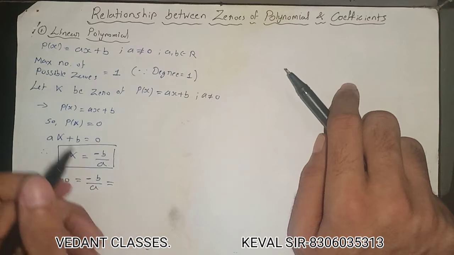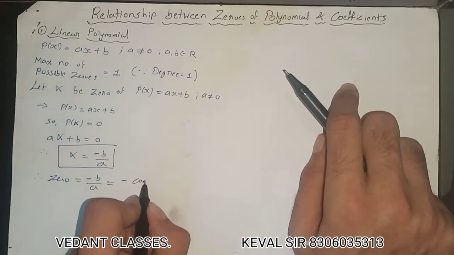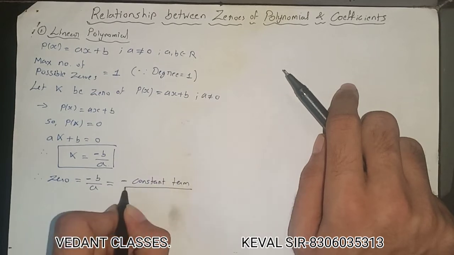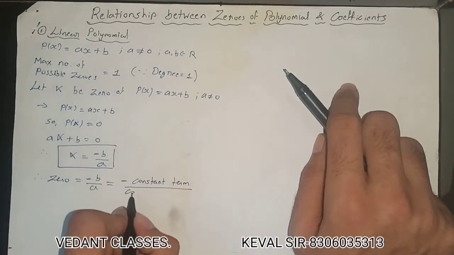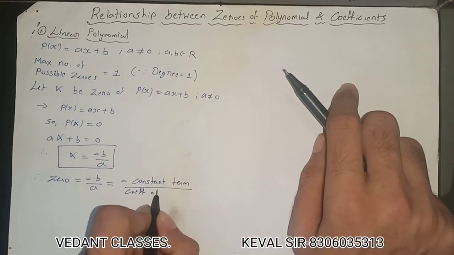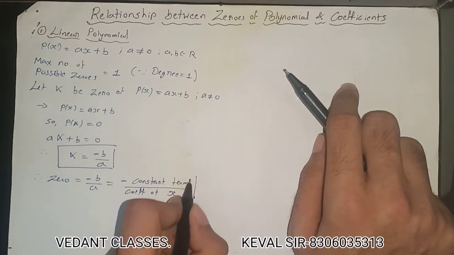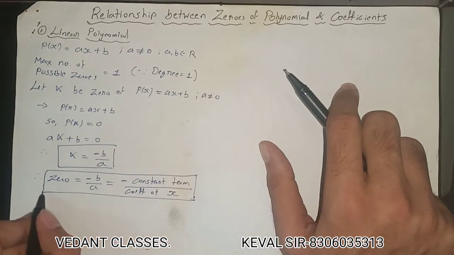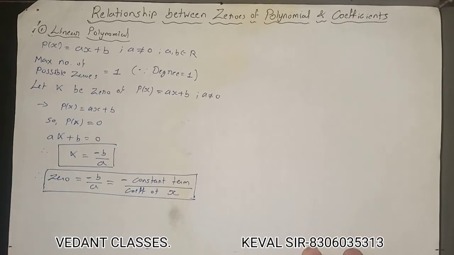And what is b over here? b is the constant term, so you can write negative constant term. And what is a? a is the coefficient of x. So this is the proof that the zero of a linear polynomial will be equal to minus b by a, and that will be equal to negative constant term upon coefficient of x.